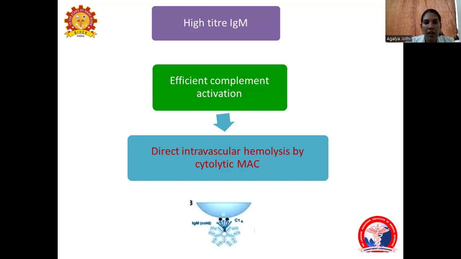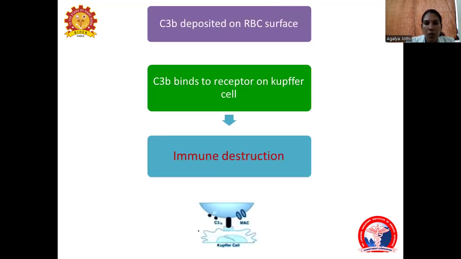This is the mechanism for cold active antibodies. It has a higher titer of IgM type, so there will be efficient complement activation and direct intravascular hemolysis by the cytolytic membrane attack complex. Once it binds IgM type, it activates the complement and C5 to C9 membrane attack complex. Once it gets activated, that creates multiple pores. The RBC gets lysed. This is one mechanism. Another mechanism is complement mediated. The C3b is deposited on the RBC surface, the C3b binds to receptors on Kupffer cells, and immune destruction occurs.